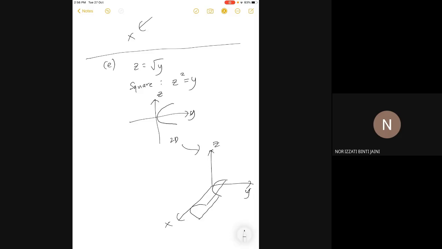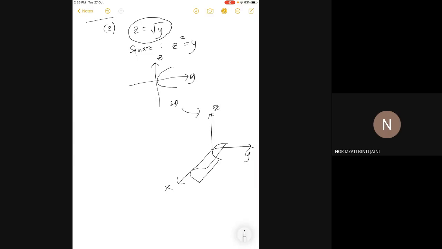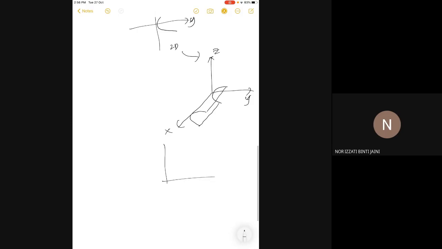Okay, tetapi ini bukan jawapan akhir awak. Ini adalah full surface. Okay, jawapan akhir awak adalah yang mana Y tu mestilah positif. Dia belah Z atas sahaja. Okay, belah Z atas means the last answer should be like this.